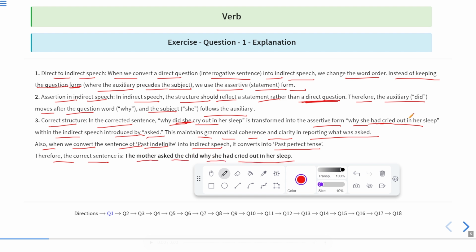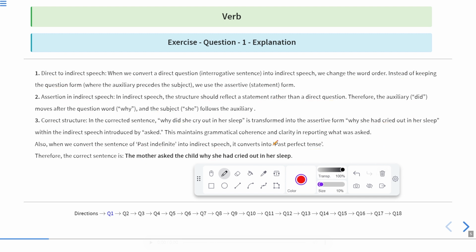Now, when we convert a direct speech sentence into indirect speech sentence with an interrogative structure, first of all, said or tell will convert into asked. After that, the inverted commas will be removed, and the question word will come as it is. If the question word is not there, for the helping verb we can use either if or whether. Okay, now let us move to the next one.